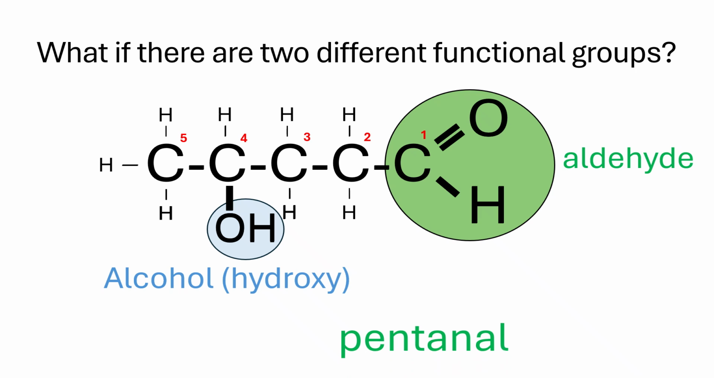But what do we do with the alcohol group? Because we can't use the alcohol as a suffix, we have to bring this as a prefix and make it sound like a side chain. And we're using hydroxy that's coming off from the 4th carbon. So it is called 4-hydroxypentanal.